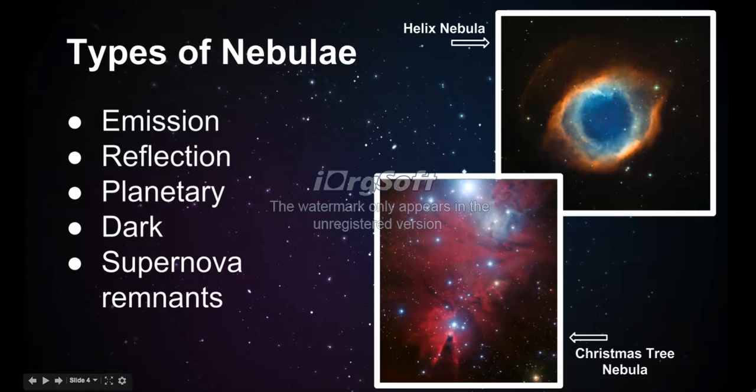Quick recap: the types of nebulae are emission, reflection, planetary, dark, and supernova remnants. I'll make sure Mr. Kozak assigns a quiz.